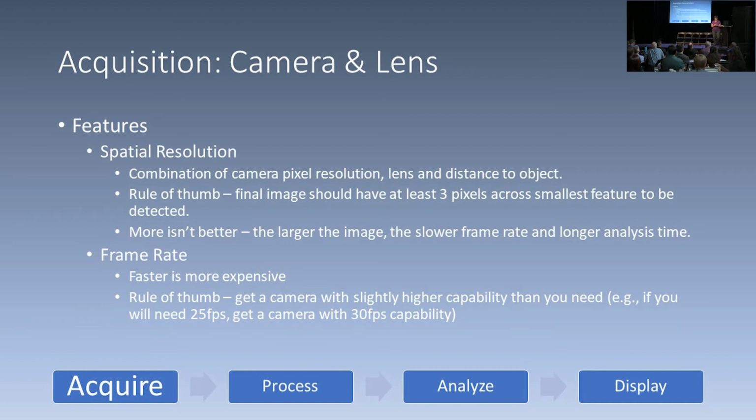Frame rate is the other thing you want to consider. How quickly do you need this data to come into the computer? In general, the faster the frame rate, the more expensive the camera is going to be. The general rule of thumb is to make sure you get something that can go faster than what you need. Don't be on that hairy edge of needing to collect data at 20 frames a second and getting one that collects at 20 frames a second. As soon as the computer decides to burp, you've lost that. So you want something with a little bit better capability.